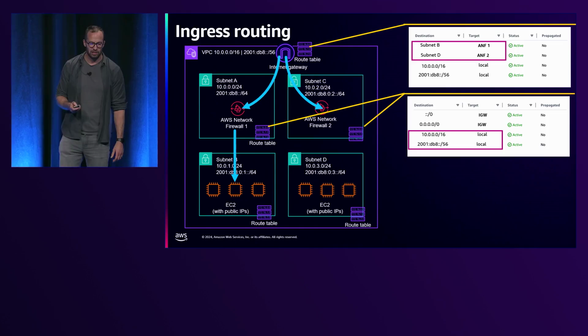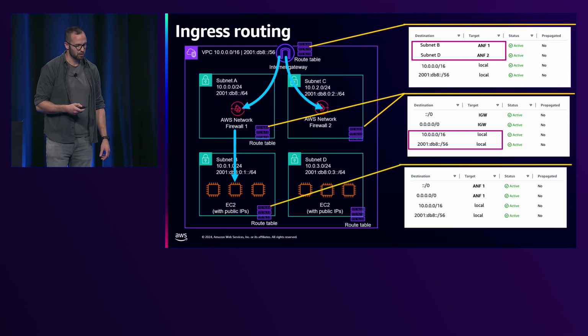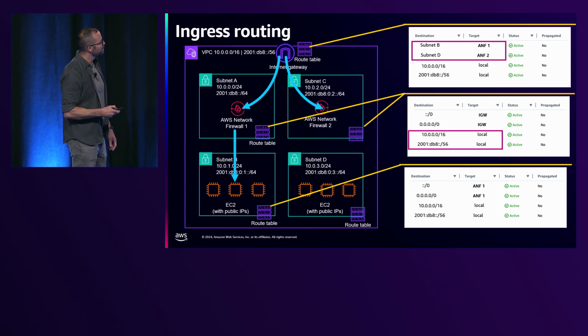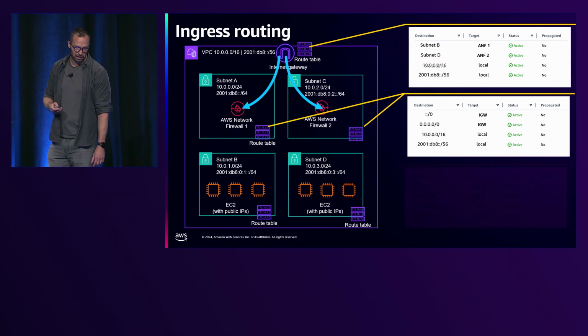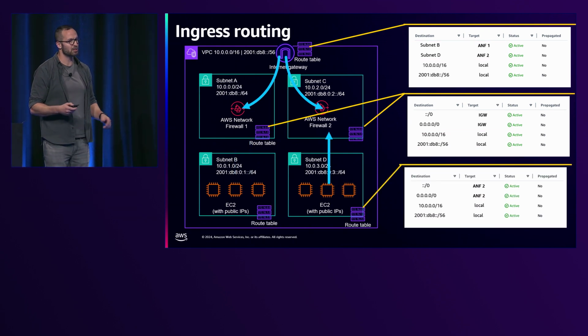On the way out, we will also need to use different route tables for different subnets. So for subnet B, we want to make sure that returning traffic is going out through firewall 1. And for subnet D, returning traffic is going to go through firewall 2. Again, keeping traffic zonal.